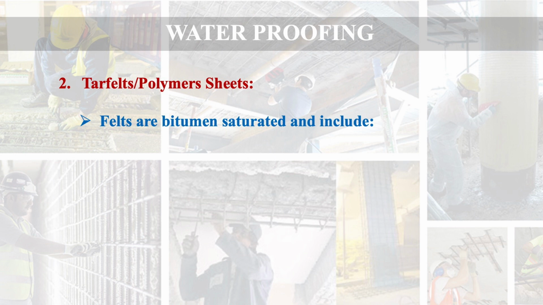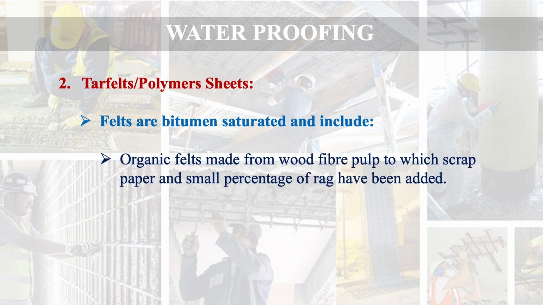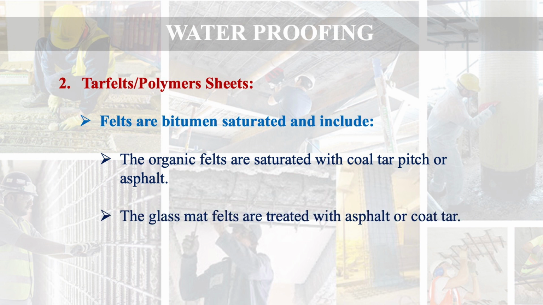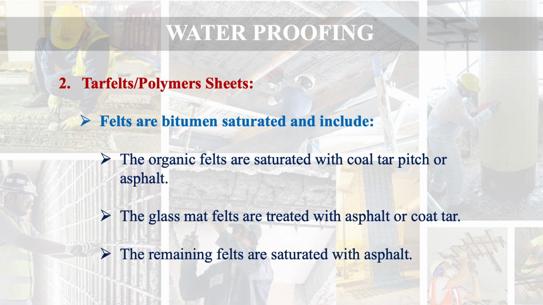Felts are bitumen saturated and they include, first, organic felts. These are made from wood fiber pulp to which scrap paper and a small percentage of rag have been added. Second, inorganic glass fiber felts and glass mats. The organic felts are saturated with coal tar pitch or asphalt. The glass mat felts are treated with asphalt or coal tar. The remaining felts are saturated with asphalt.